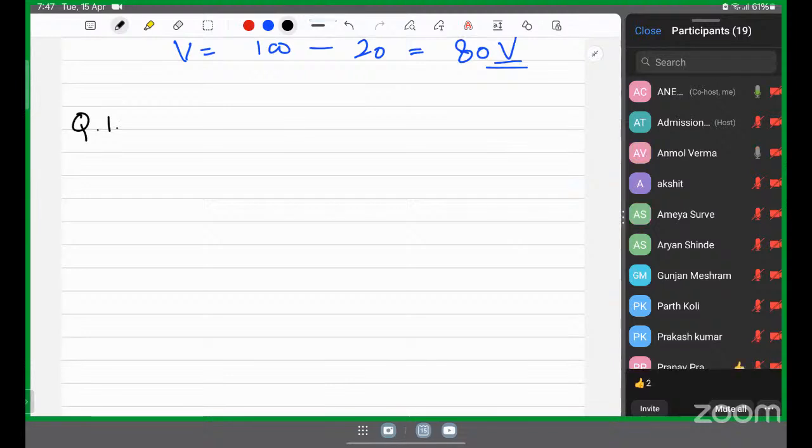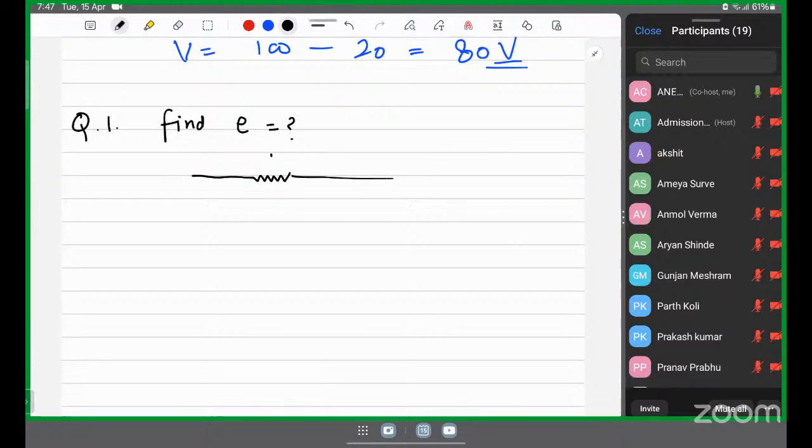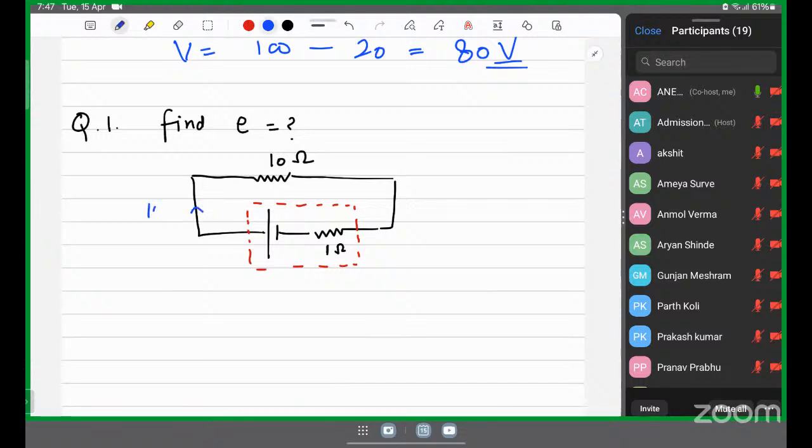Next question is, find E in the given circuit. Let's say this is 10 ohm and this is electric cell with internal resistance, let's say 1 ohm. If the current in the circuit is 10 ampere, find the value of E.